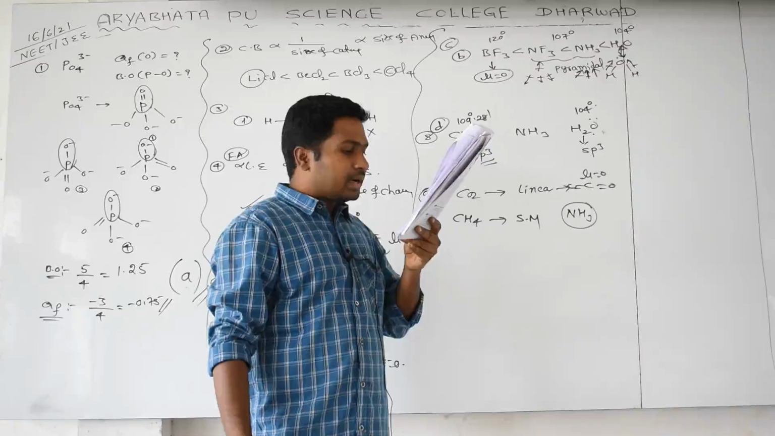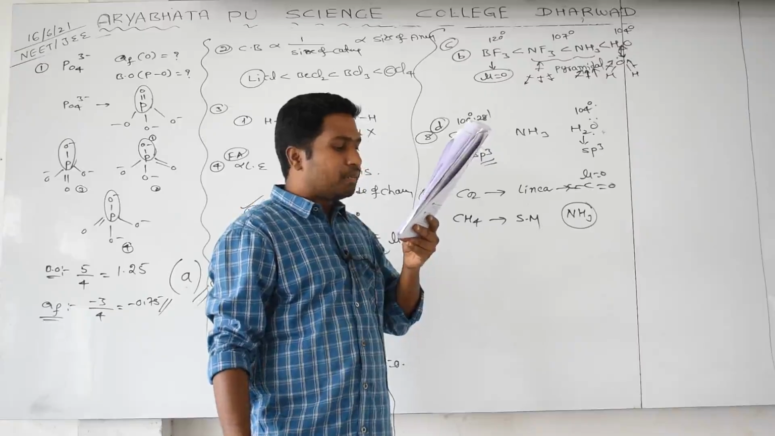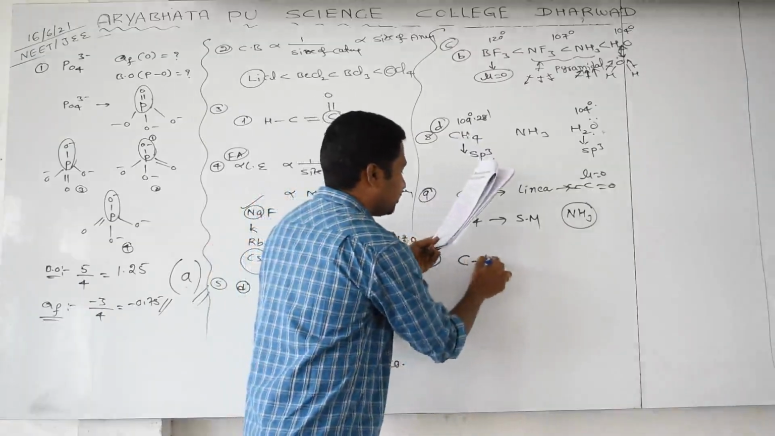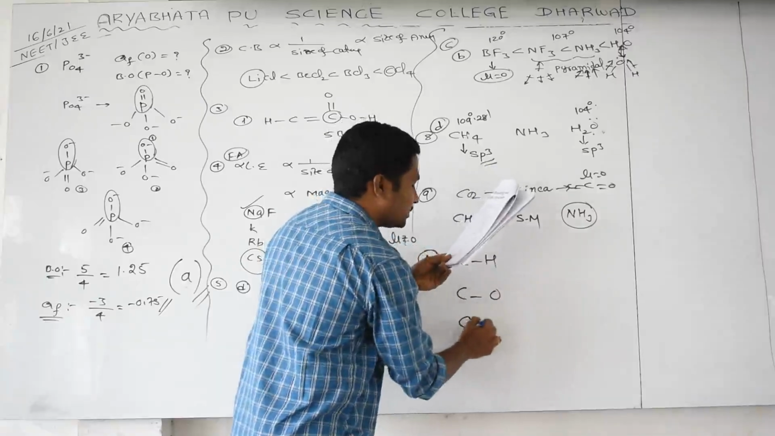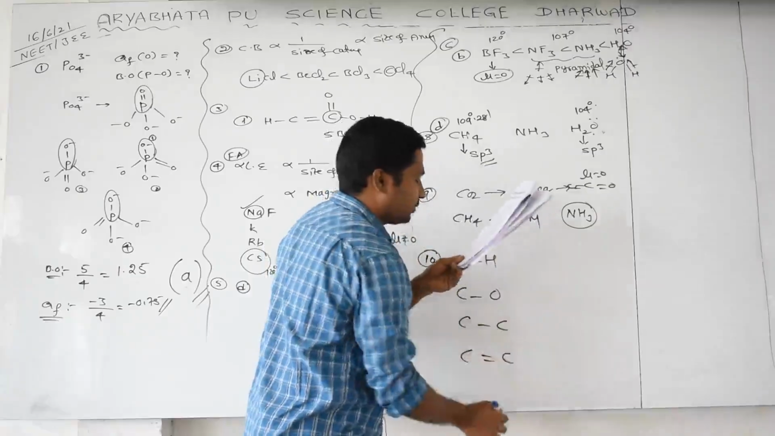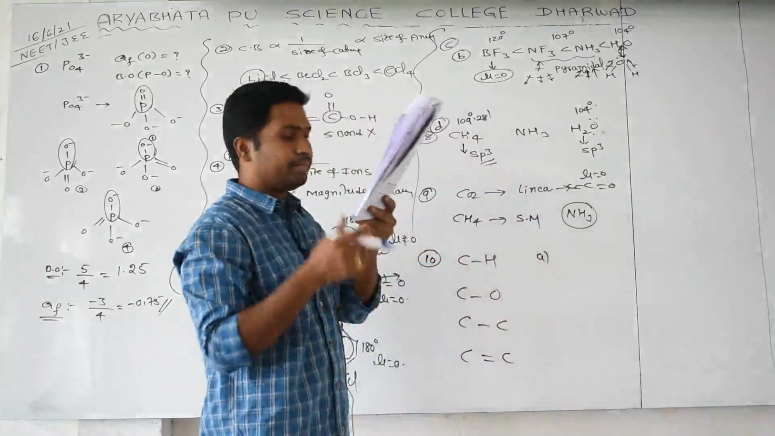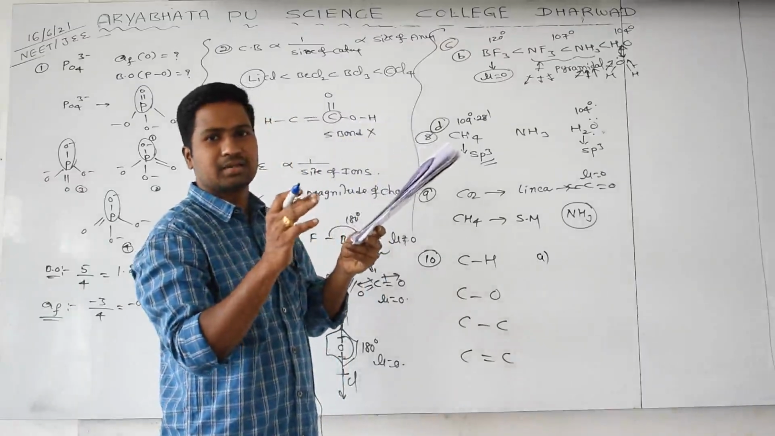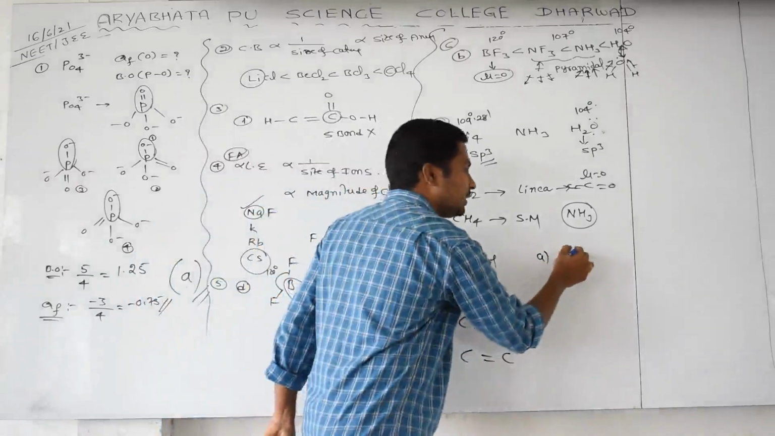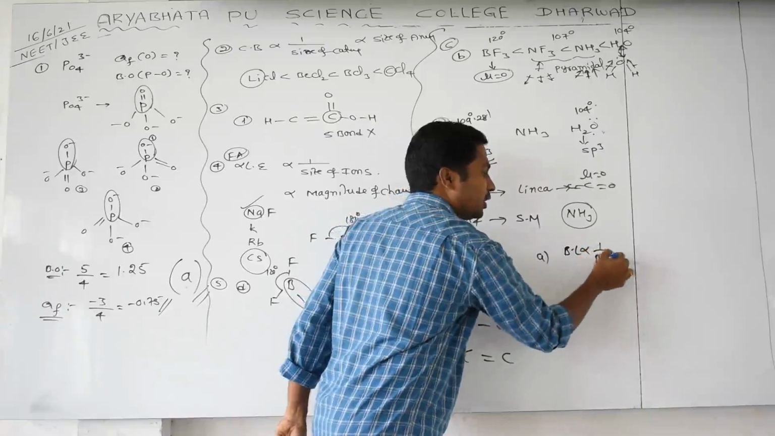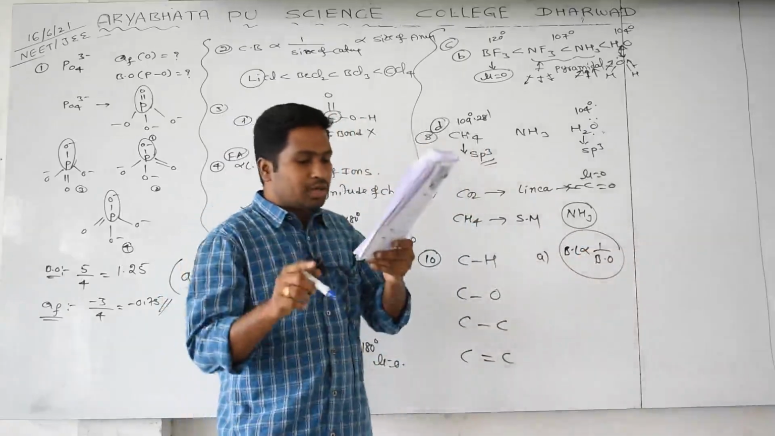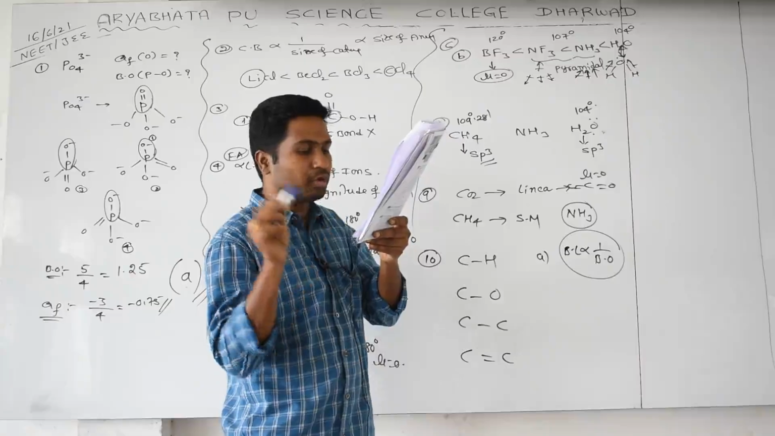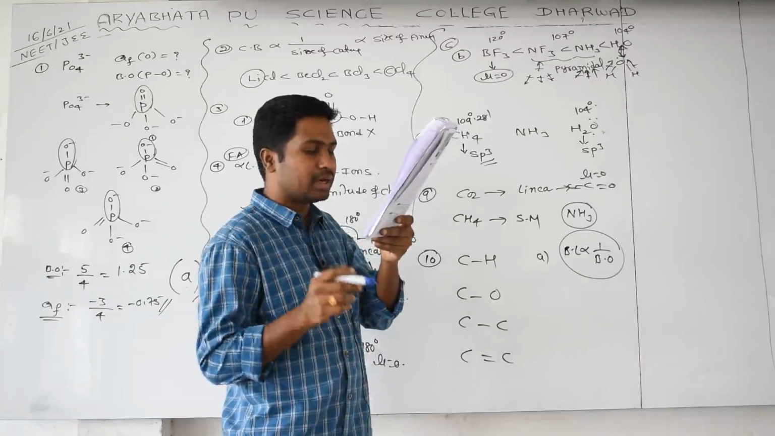Go for next: the correct order of increasing bond length of which one and which one? Yes, 10th bit. We have the CH bond, the CO bond, the CC single bond, and the C double bond C. Option A we are getting. Once you check it, bond length order. So you know very well size as well as bond order. Bond length is inversely proportional to bond order. According to that, which one is the least? It is asking the correct order of increasing bond length.